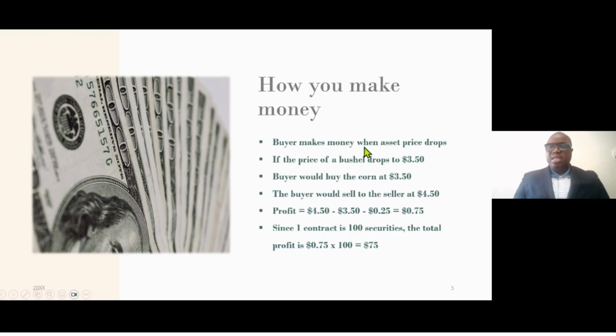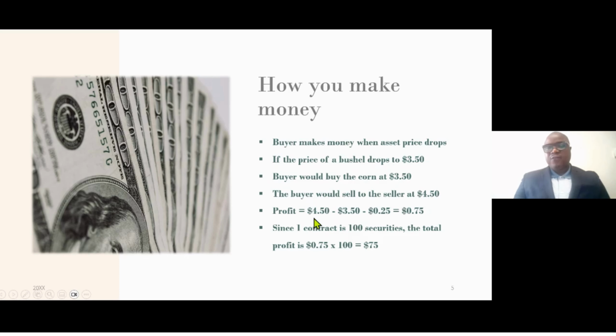The buyer makes money when the asset price drops. When the buyer purchases this contract, his hopes and aspiration is for the price to drop below $4.50. And voila, it's his lucky day. The price of a bushel of corn dropped below $4.50 to $3.50. So the buyer will then buy the corn at that lower price of $3.50, and in turn sell to the seller at the price of $4.50.